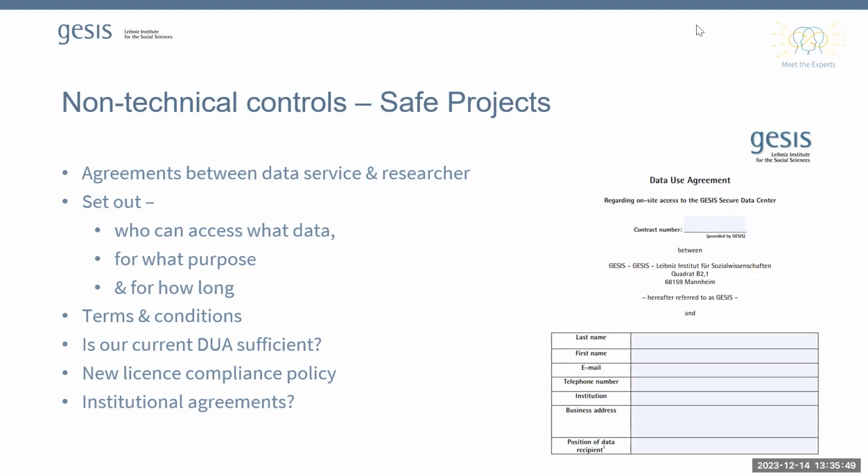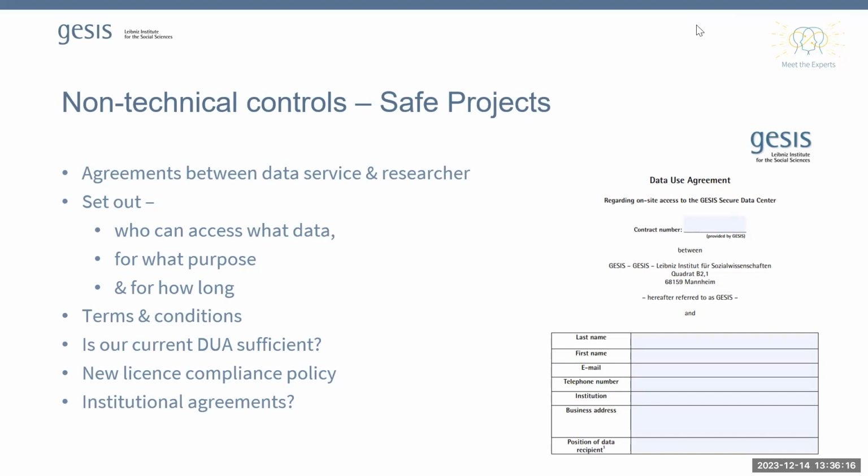So they set out really who can access what data for what purpose and for how long. And the detail around that varies from service to service. But these are essentially setting out the terms and conditions. So what can you do and what can't you do? So we've been having a look at whether our own data use agreement, which you can see on the screen, is still going to be sufficient.